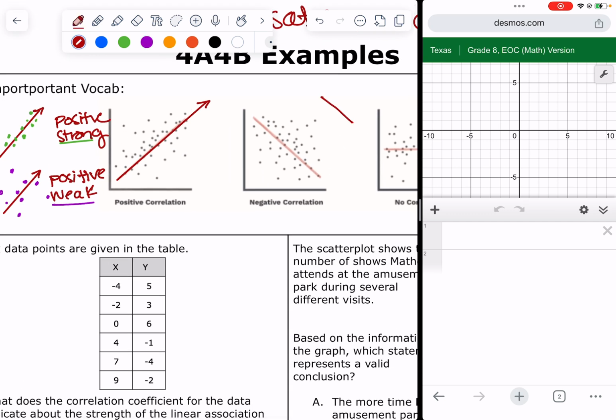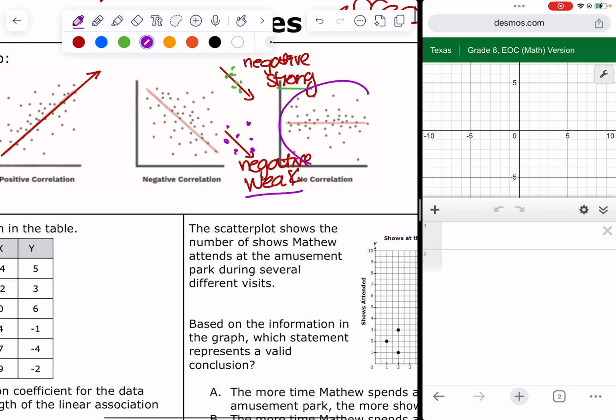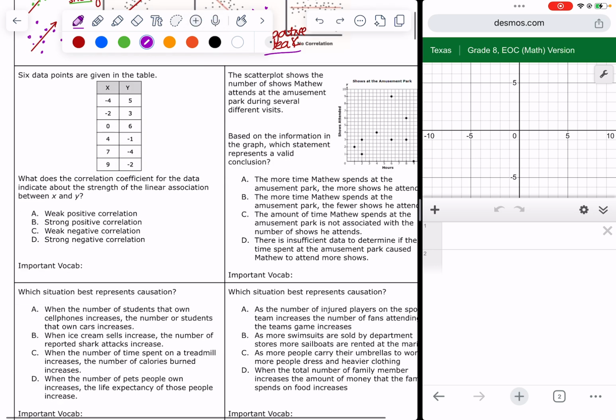So we can have a negative strong and negative weak. Okay, same thing. Strong means all the points are going to be very close to the line. Weak means the points are going to be kind of far, but still kind of in the area of being negative. Okay, and no correlation means if we put a line here, it doesn't really do anything. All the points, you can put a line anyway, so no correlation.